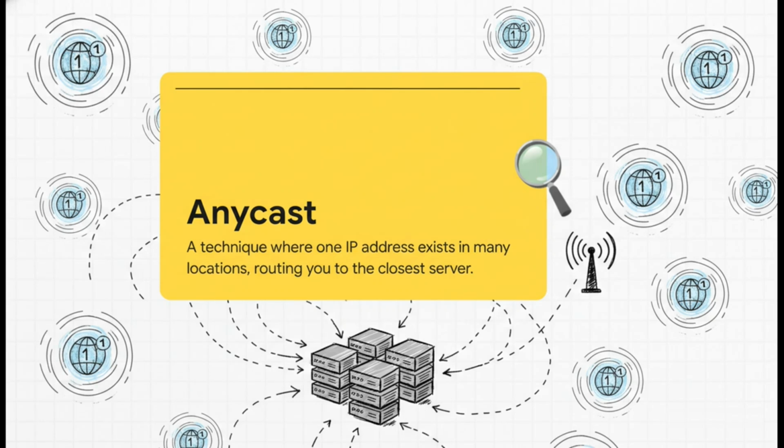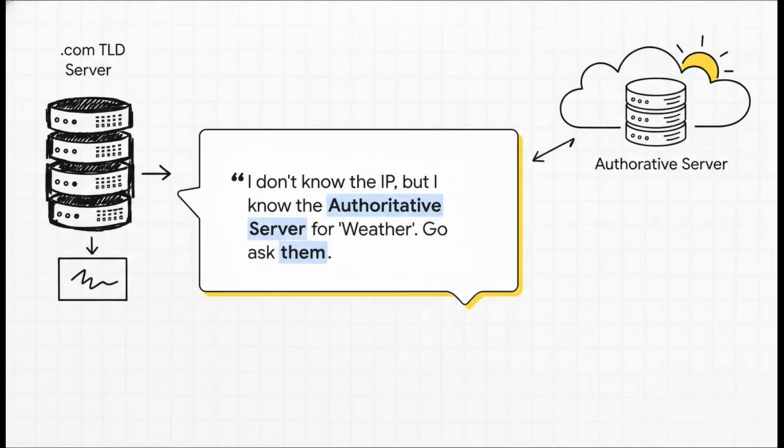See, while there are only 13 authorities, their addresses are mirrored on hundreds and hundreds of physical servers all over the globe. So when you send a request, Anycast technology automatically routes you to the server that is physically closest to you. This makes the response incredibly fast, and it spreads the workload out so no one server gets overwhelmed. Pretty smart, right? Okay, back to our investigation.